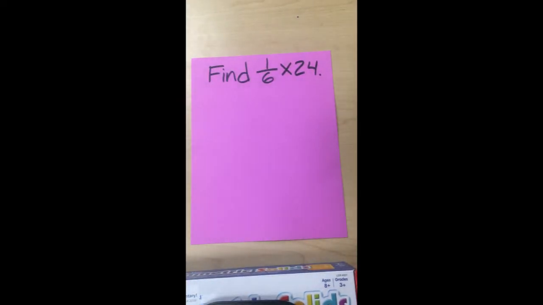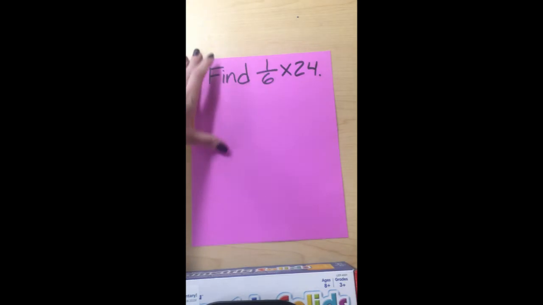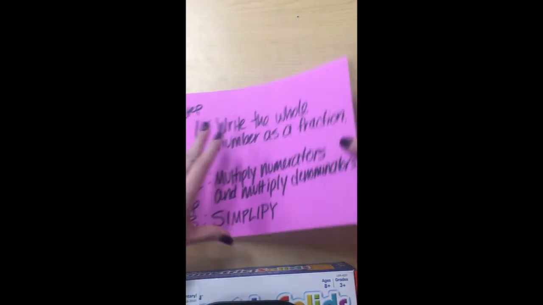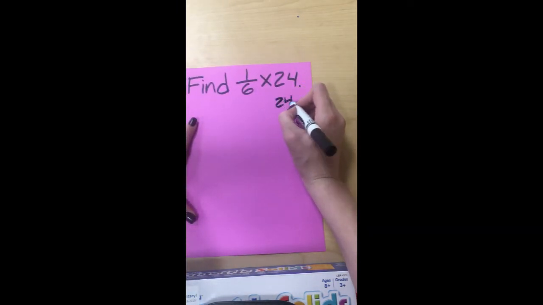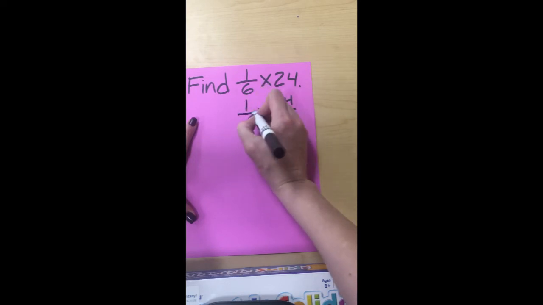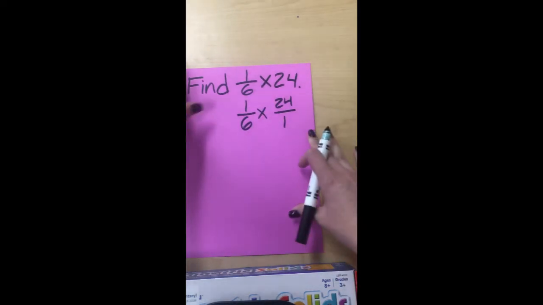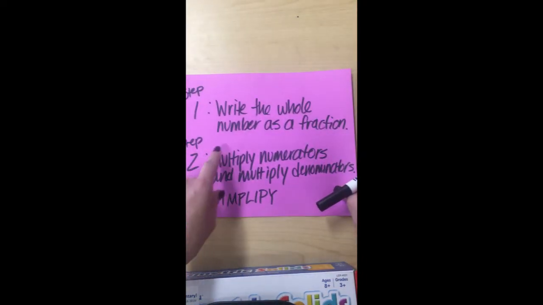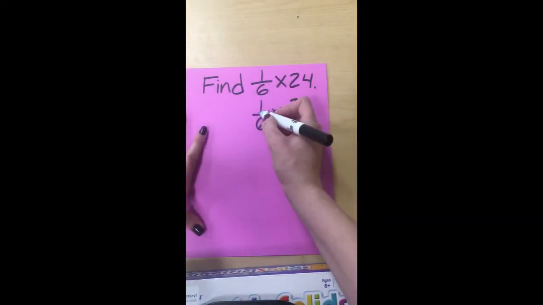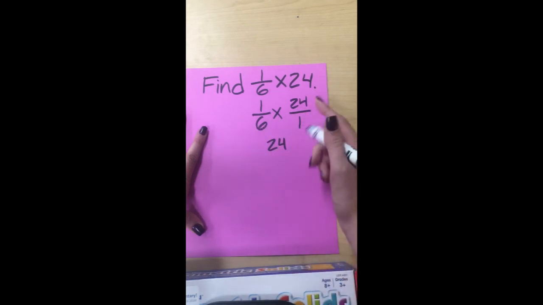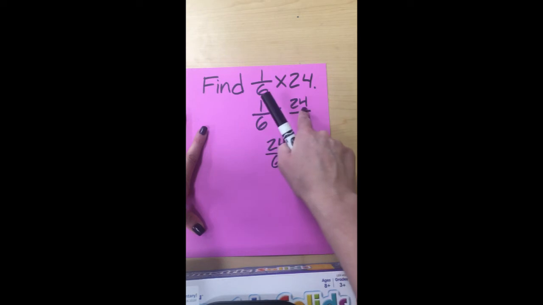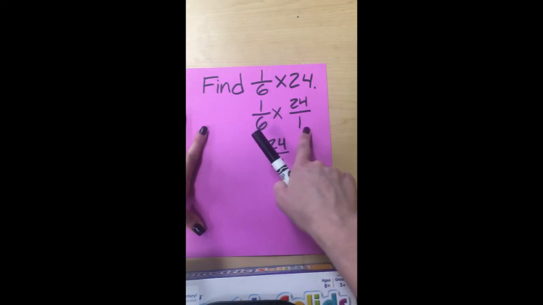So here is our first problem we're going to solve. Find 1/6 times 24. Step 1 is write the whole number as a fraction. So we are going to put the 24 over 1. And then just write 1/6 the way it was, just like that. Step 2, multiply the numerators and multiply the denominators. So 1 times 24 is 24. 6 times 1 is 6. Okay, so we multiply those two together to get this number. Multiply those two together to get this number.